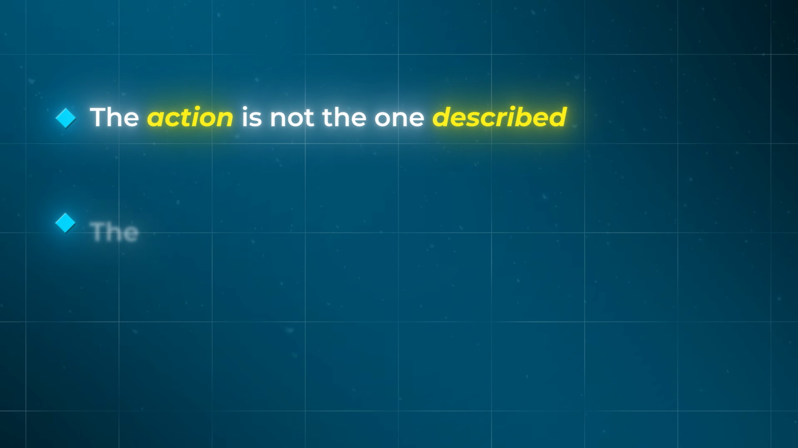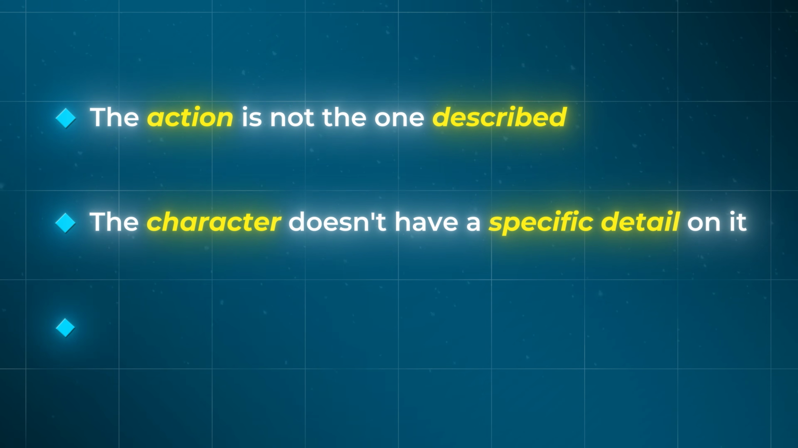You see, not every generation lands the way you want it from the first try. I know this is not great, but the AI is not perfect at this moment, and it still makes mistakes from time to time. Sometimes the action is not the one described, the character doesn't have a specific detail on it, or maybe the lighting is off. So here's what I do instead. When a generation doesn't fully land, I don't delete it.